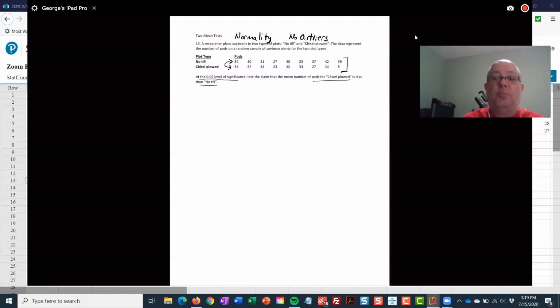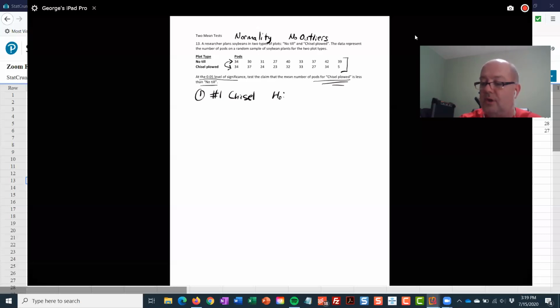So we're gonna let StatCrunch do that for us. We're gonna write it up as if it's a two mean test. And if StatCrunch tells us that the conditions fail, then we'll switch out and perform the Mann-Whitney test instead. So step one, again, for every one of these two sample tests, you have to tell me which group is gonna be group one. Now in the claim, it says that the number of pods for chisel plowed is less than no-till. So I'm gonna let the chisel plowed group be population one.